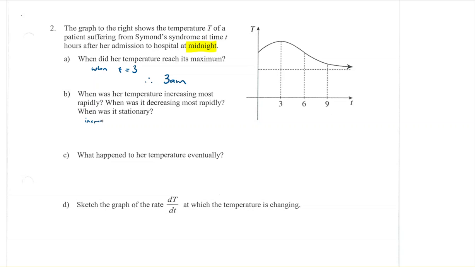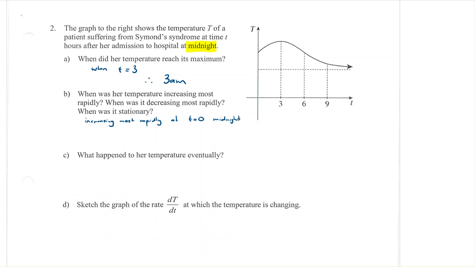So increasing the most, or I should say most rapidly. That makes better English, isn't it? Increasing most rapidly at t equals 0, which in other words is midnight.